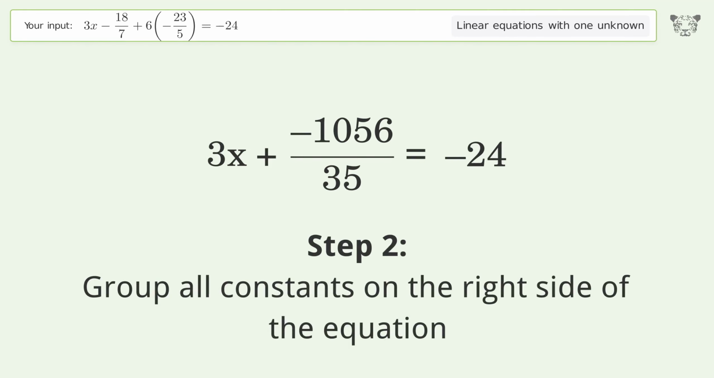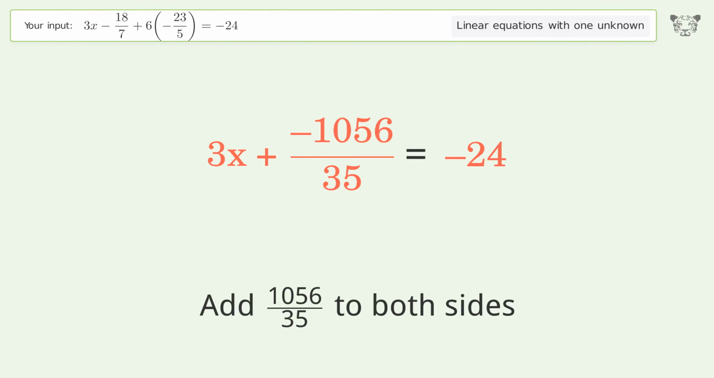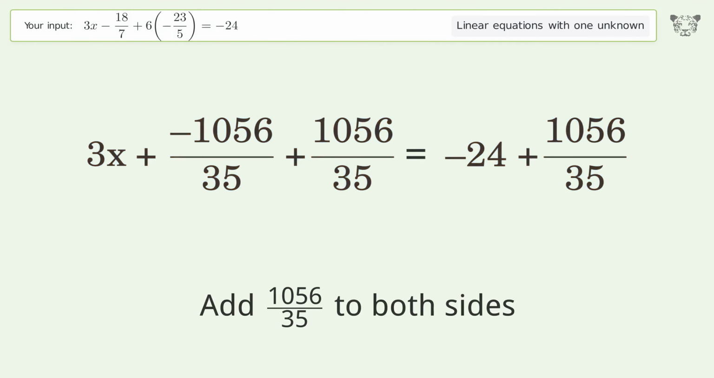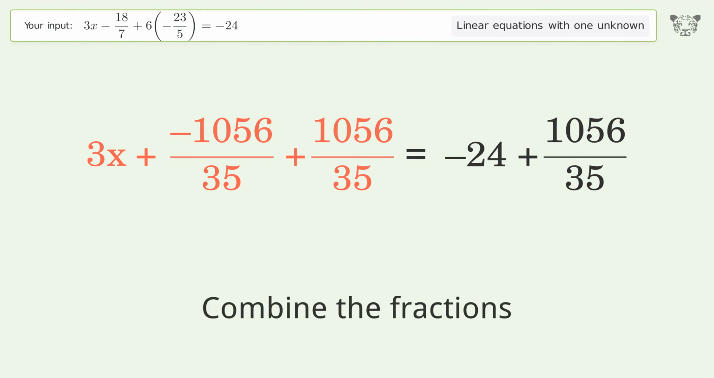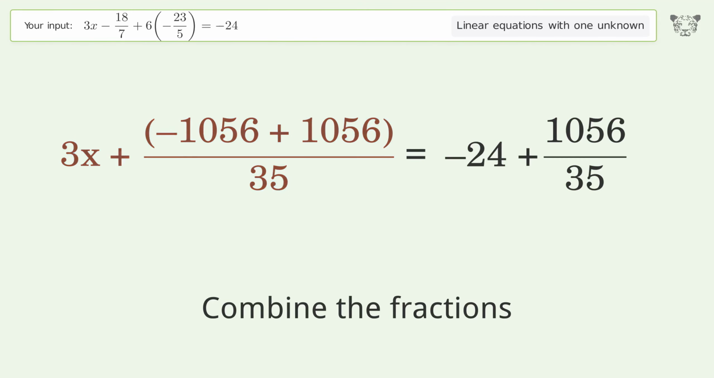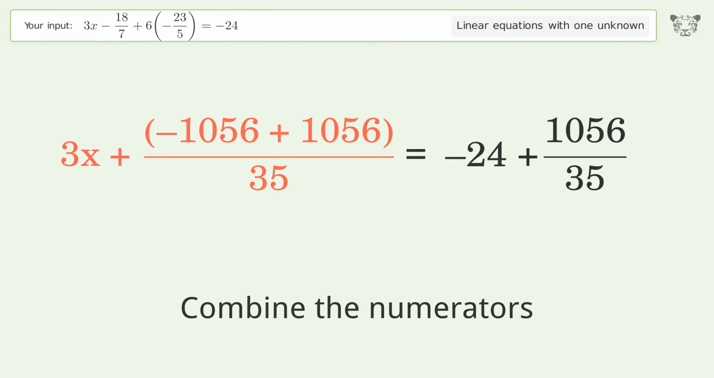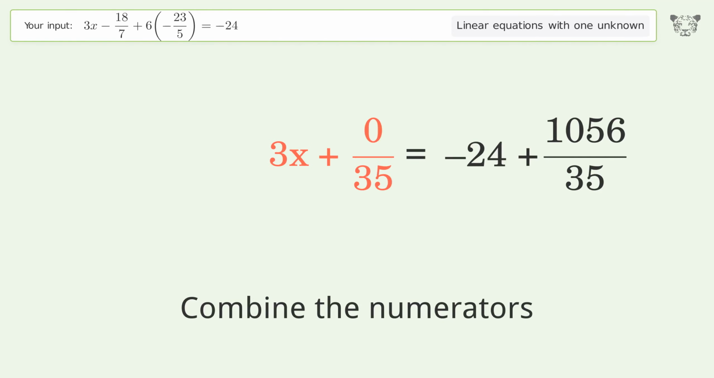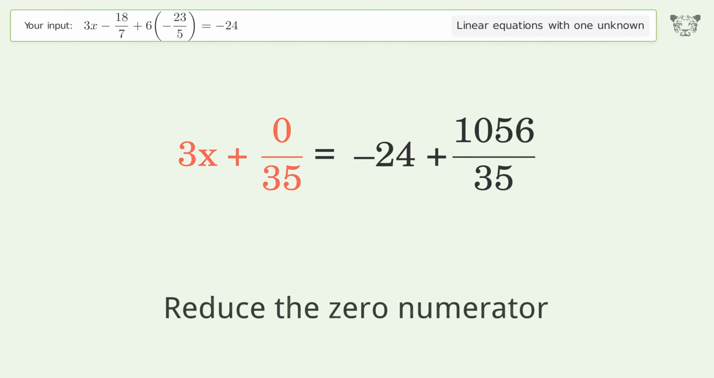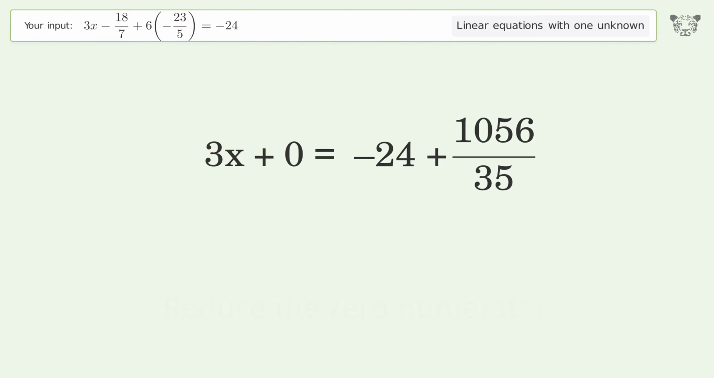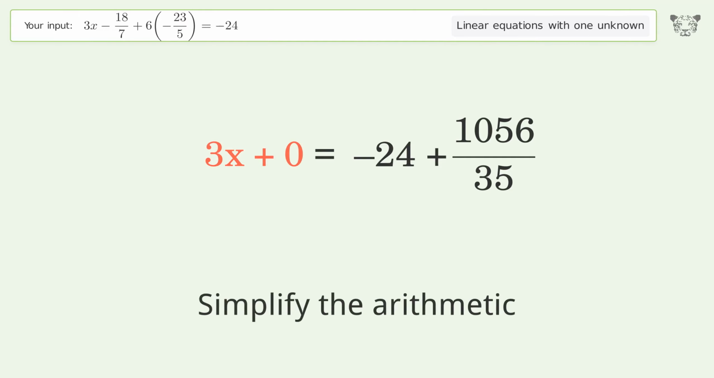Group all constants on the right side of the equation. Add 1056 over 35 to both sides. Combine the fractions. Combine the numerators. Reduce the zero numerator. Simplify the arithmetic.